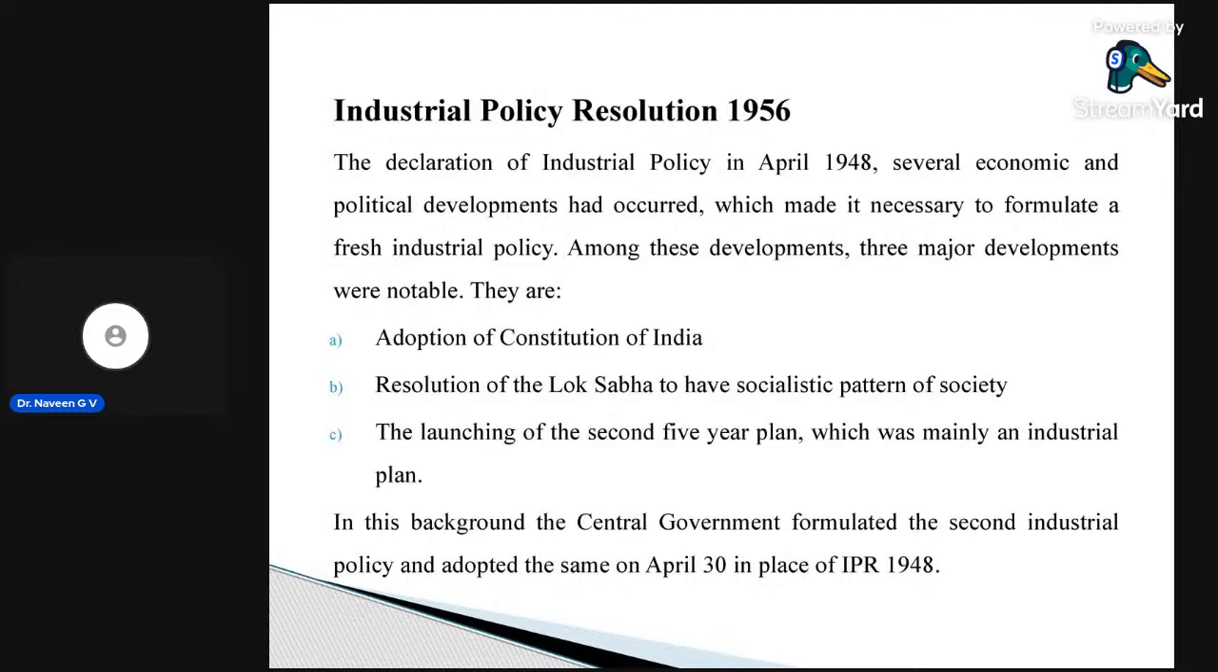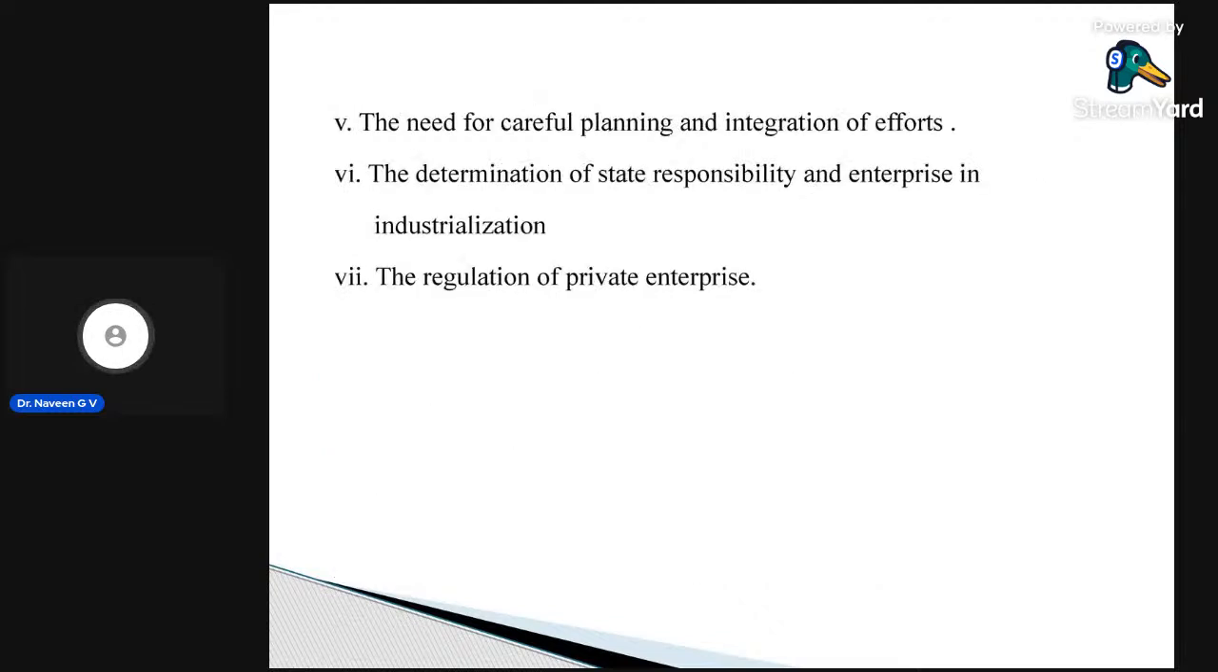Industrial policy resolutions in the year 1956. Before that, I want to give some important things, whatever we discussed from the earlier part till now, related to the first block, from which you may expect questions. In the first chapter or first block, you may expect questions like: define business, or define business environment, and explain the nature and scope of the business environment, and also describe the business and community stakeholders.